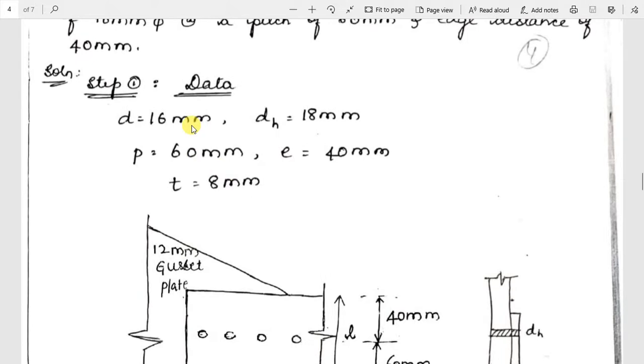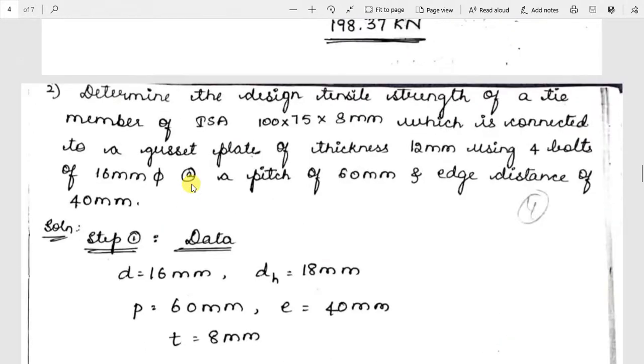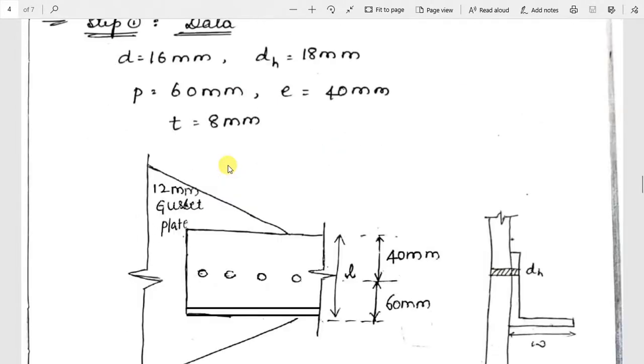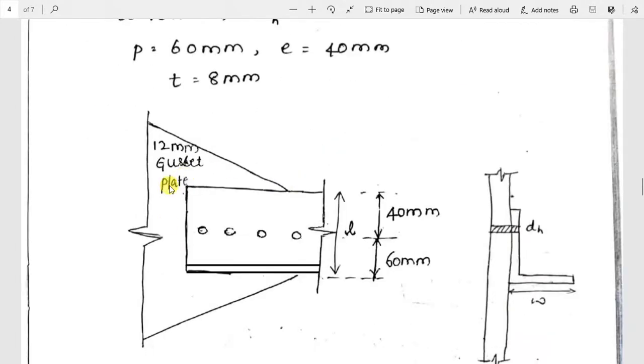So moving on with step 1, that is data. The diameter of bolt is given as 16 mm. So adding a clearance of 2, diameter of bolt hole will be 18 mm. So pitch and edge are mentioned, that is 60 and 40 respectively. So thickness, you have to choose between two thicknesses. So thickness of gusset plate is 12 mm as mentioned here, and the thickness of angle leg is 8 mm. So if you compare these two values, the least is 8, so t will be 8 mm. So this is a figure given over here.